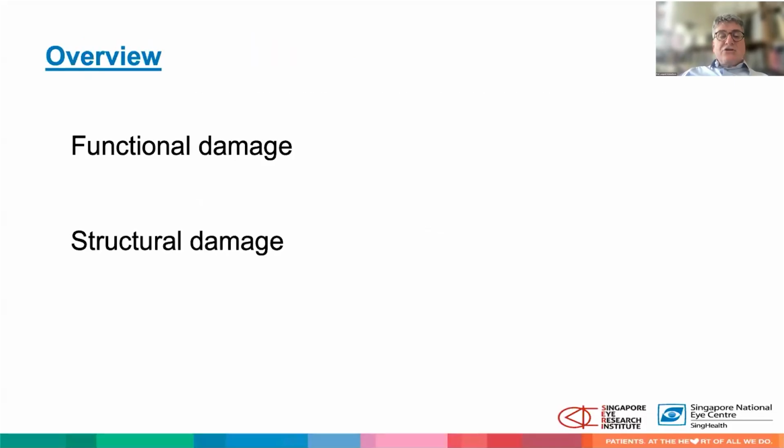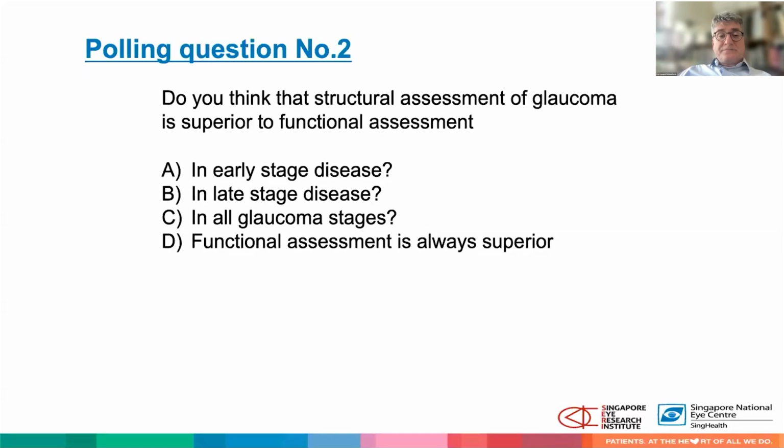So generally, we can distinguish between techniques that quantify the functional damage of glaucoma and those techniques that quantify the structural damage of glaucoma. And I do already come to the second polling question. Do you think that structural assessment of glaucoma is superior to functional assessment in early stage disease, in late stage disease, in all glaucoma stages, or functional assessment is always superior to structural?